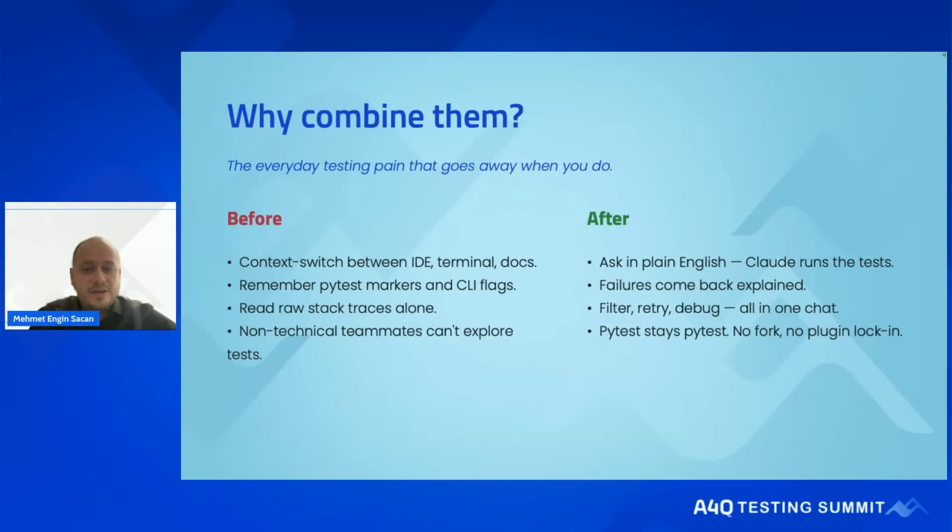Of course, the failures themselves. There is a 30-line traceback, and the information is dense, but only if you know what to look for. Non-technical teammates simply cannot explore tests at all. They need your guidance. They need your reports or explanations.